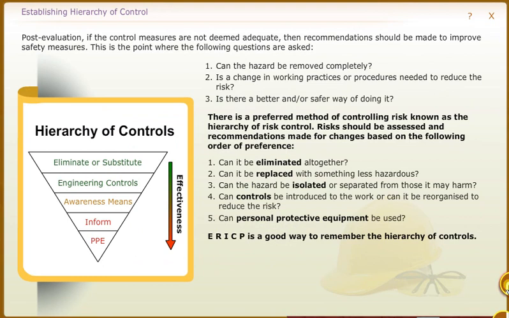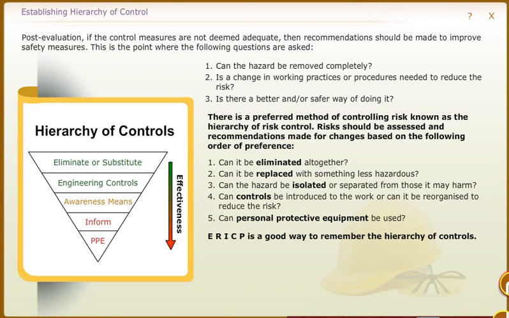Post-evaluation, if the control measures are not deemed adequate, then recommendations should be made to improve safety measures. This is the point where the following questions are asked. Can the hazard be removed completely? Is a change in working practices or procedures needed to reduce the risk? Is there a better and/or safer way of doing it?